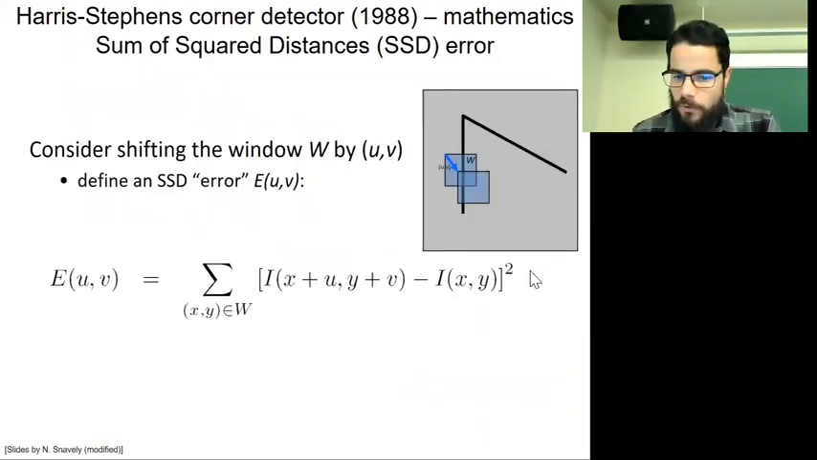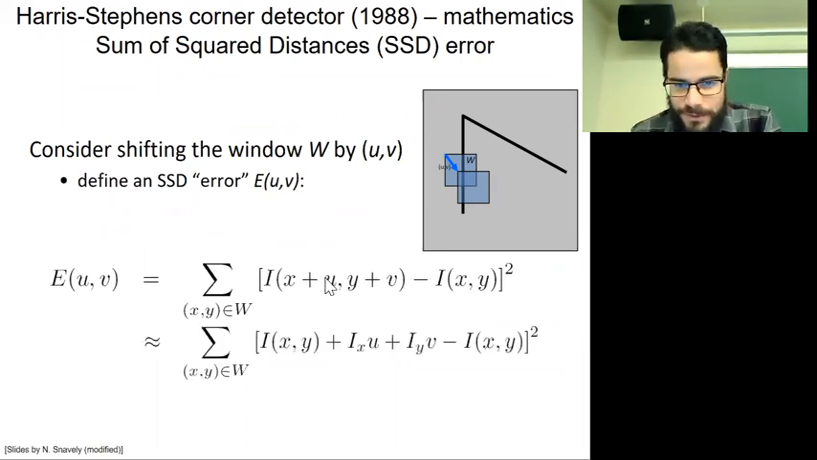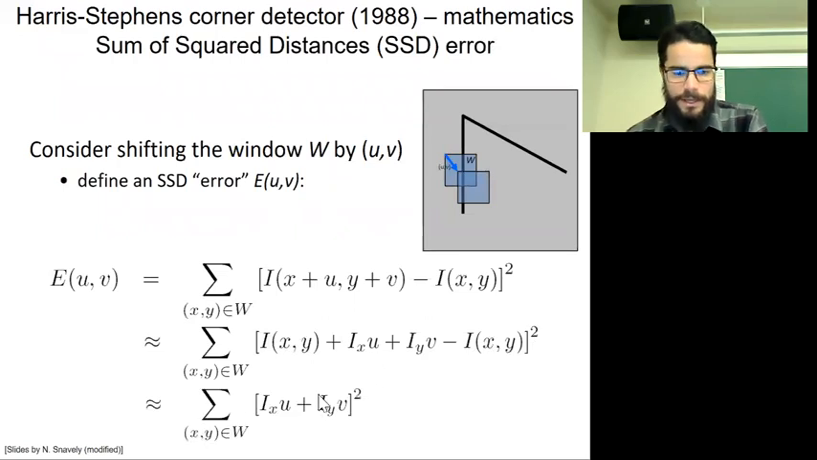So we start with a formula that looks like this, with an equation that looks like this. And then we substitute this by the value of the pixel where we are looking at right now in position x and y, plus the derivative of the image in x times u, the derivative of the image in y times v. Very good. As you can see, we can cancel these two terms here. So we cancel them out, and we are left with an approximation of the SSD error that looks like this. Derivative in x u plus derivative in y v squared.